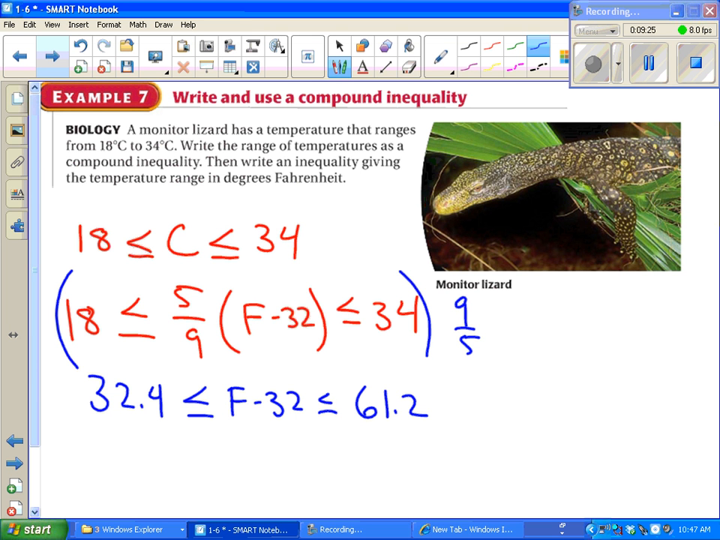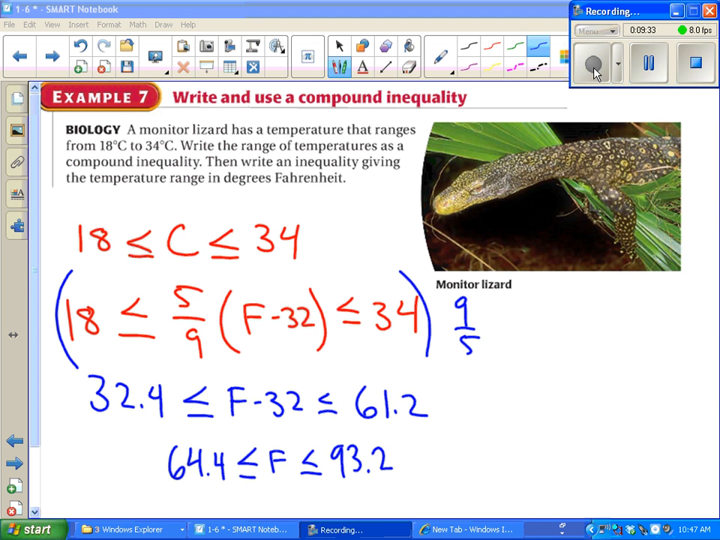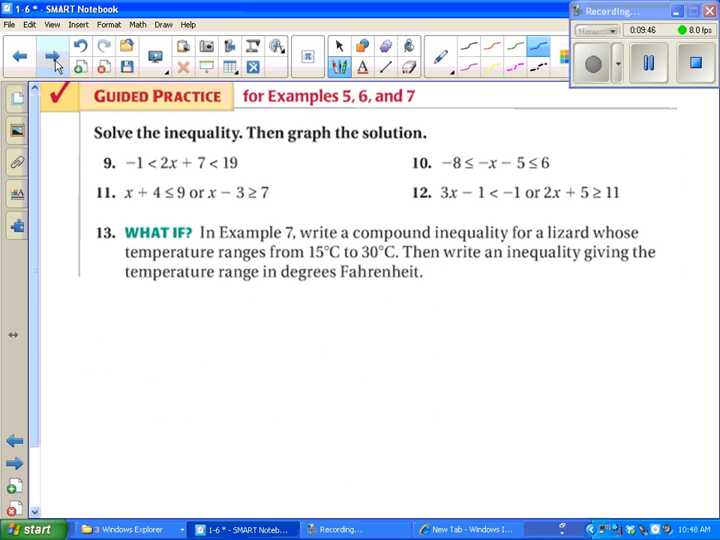Last step, we want to get that 32 gone, so we add 32 to all 3 pieces, and we'll get our final answer. We now have a range of the monitor lizard's temperature in degrees Fahrenheit. It doesn't tell us to graph this time, so we don't have to. At this point, you can pause the video and try these on your own, or you can do that later.